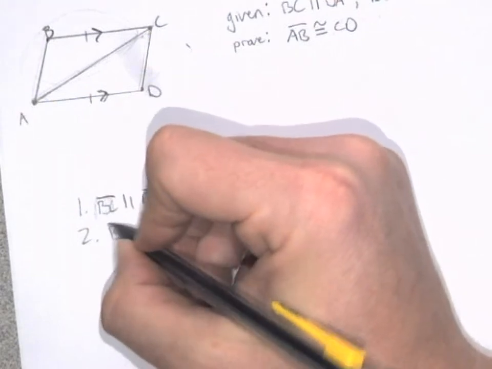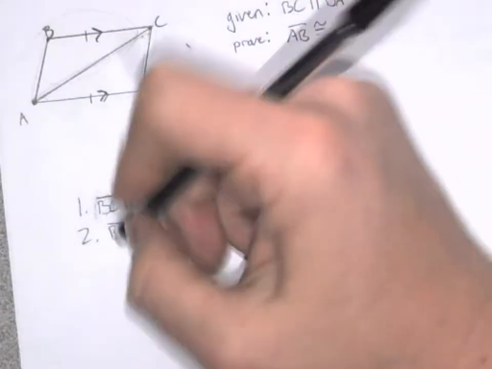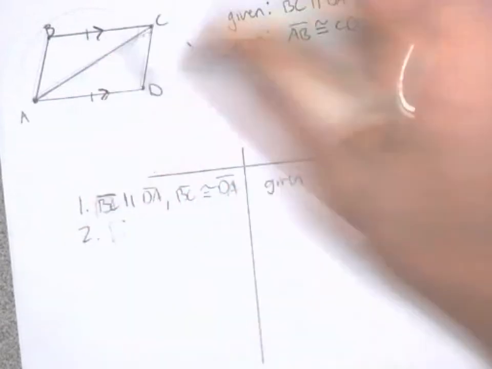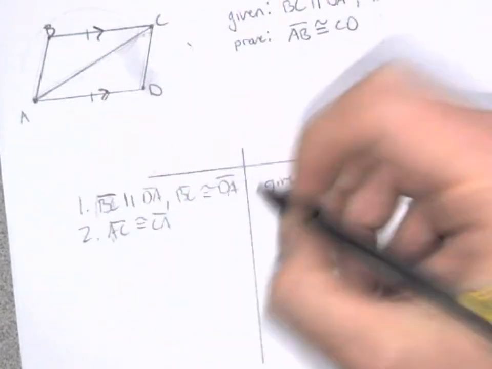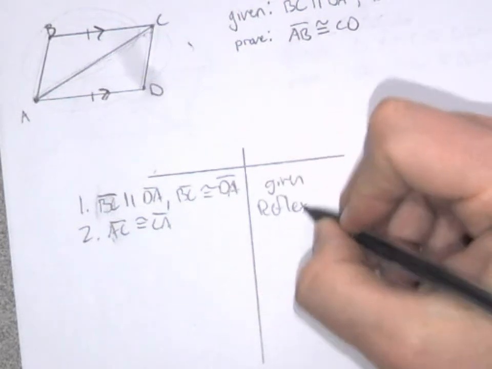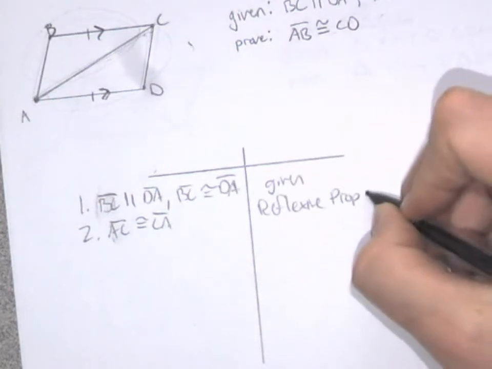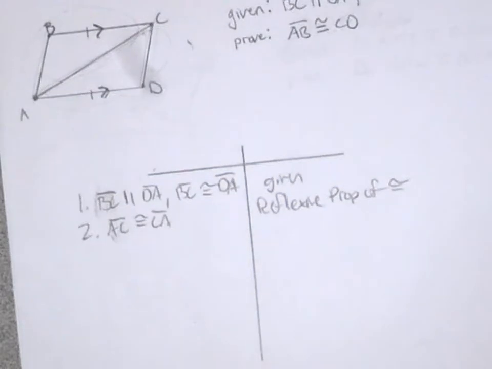So BC, we already have that piece. What we need is AC, AC congruent to CA, and that's the reflexive property of congruence.